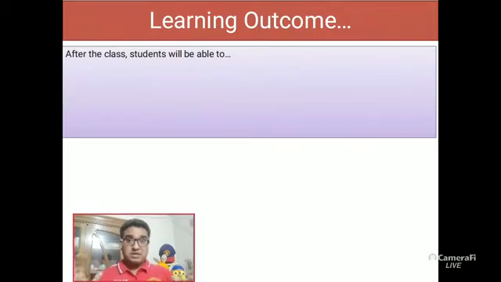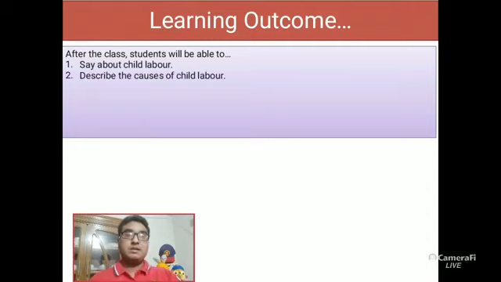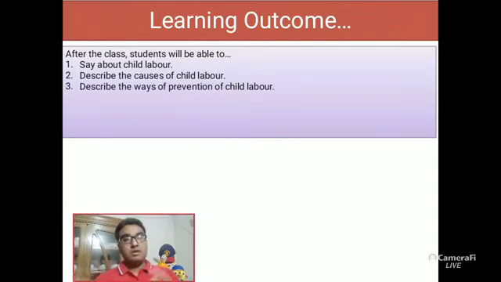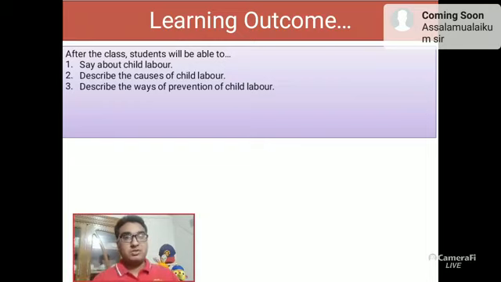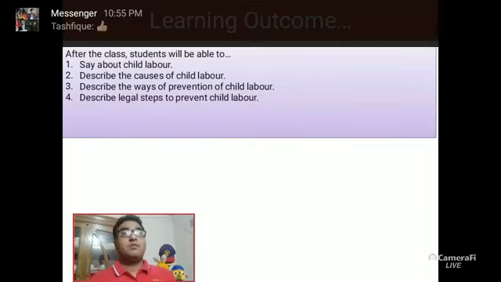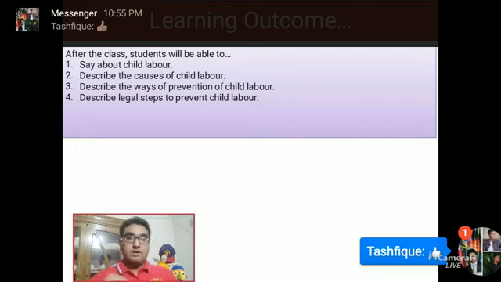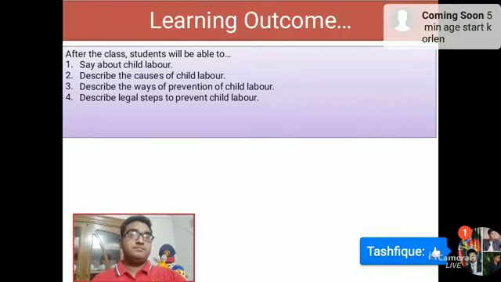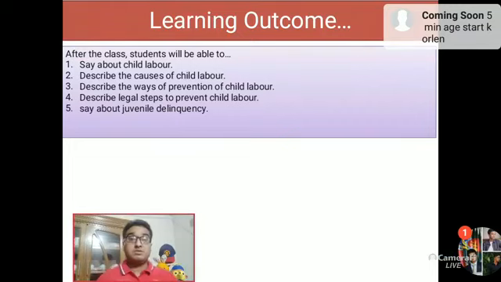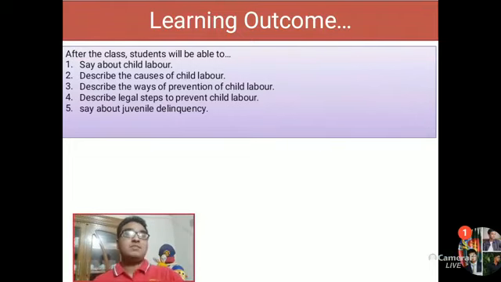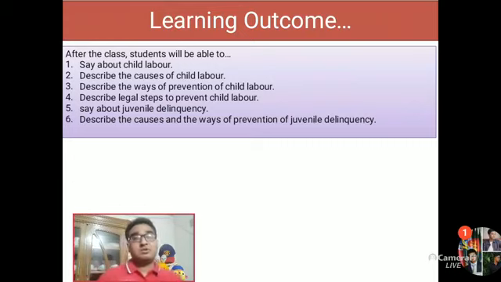After the class, you will be able to say about child labor. Then you will be able to describe the causes of child labor, and the ways of prevention of child labor. Number four, you will be able to state legal steps to prevent child labor. Number five, you will be able to say about juvenile delinquency. And number six, you will be able to describe the causes and the ways of prevention of juvenile delinquency. So these are today's learning outcomes of our class.